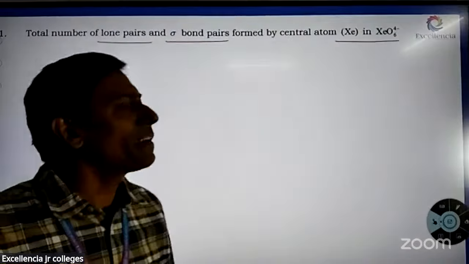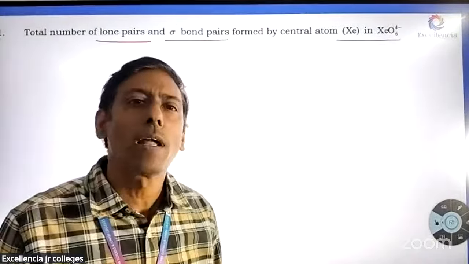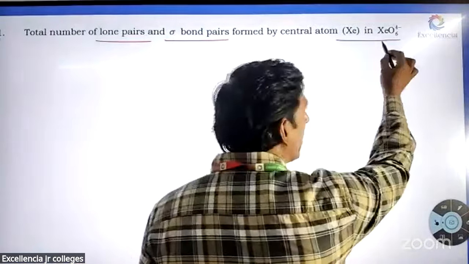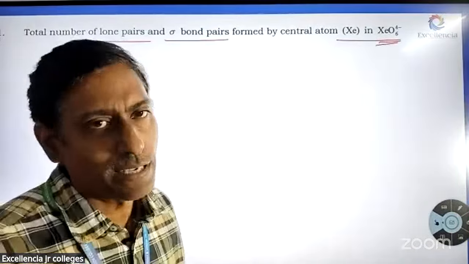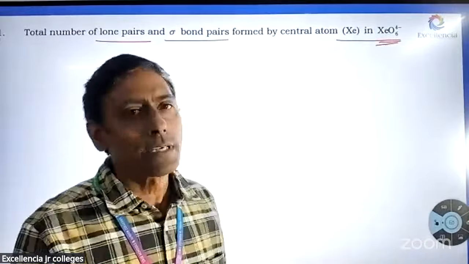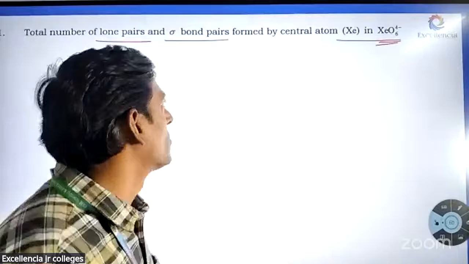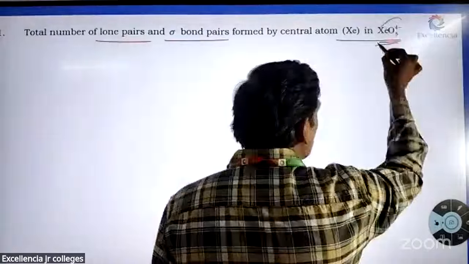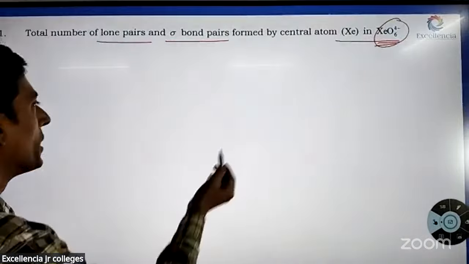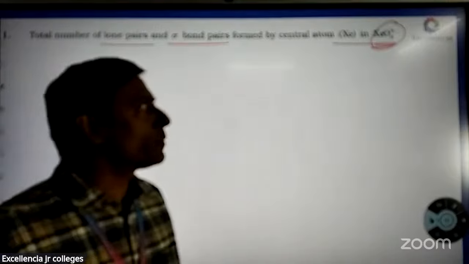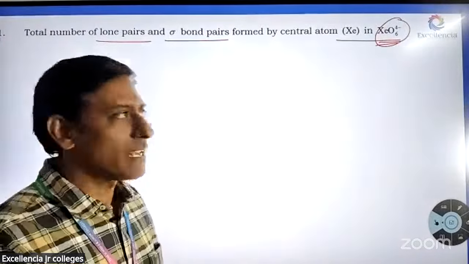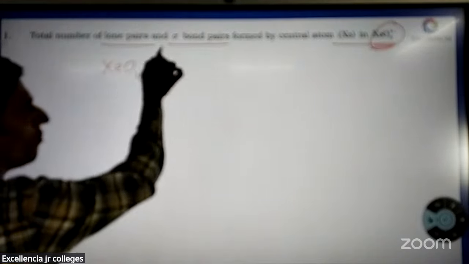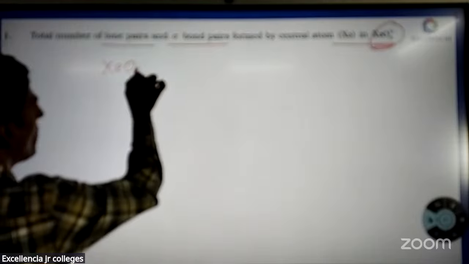If you see the question, we can relate it to chemical bonding, valence shell electron pair repulsion theory, or to noble gases, because it is a xenon compound, but more particularly it is a question from chemical bonding, as they are asking about bond pairs and lone pairs. When we take the molecule XeO6 4 minus, what will we do to determine the hybridization, which we study in our regular classes?